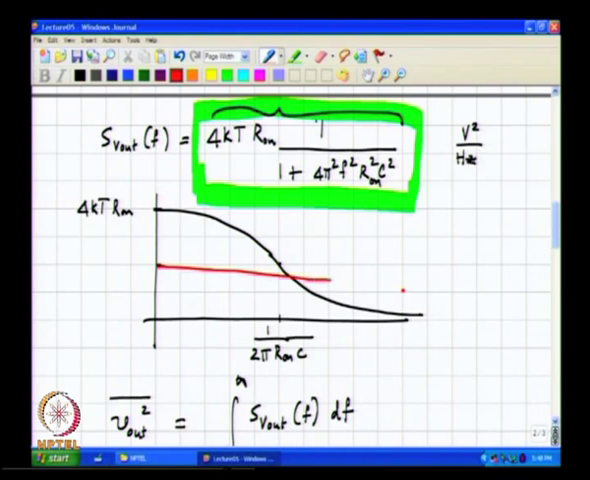So, if I reduce R by a factor of 2, this is what happens, right. And on the other hand, if I increased R, what would happen? The bandwidth will come down, the spectral density at DC will increase, right, but in all three cases the area under the curve remains the same.